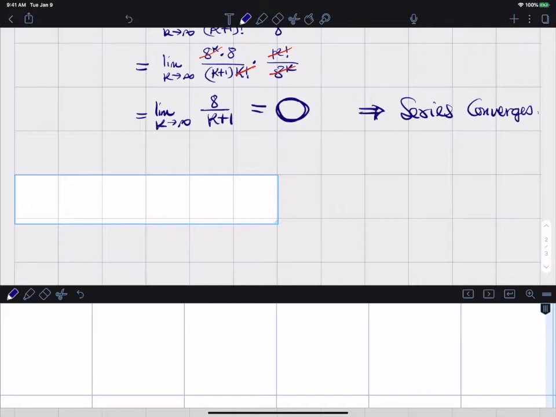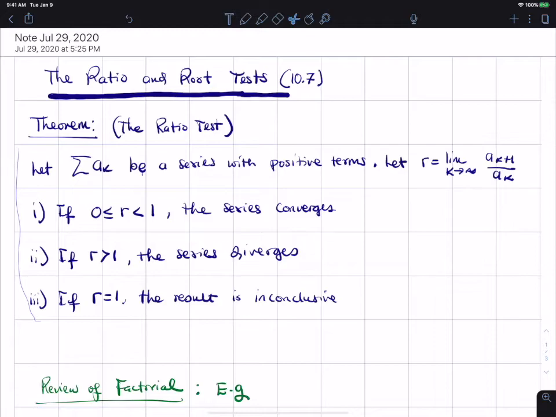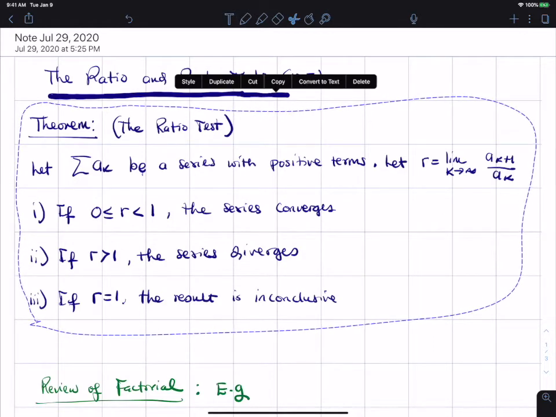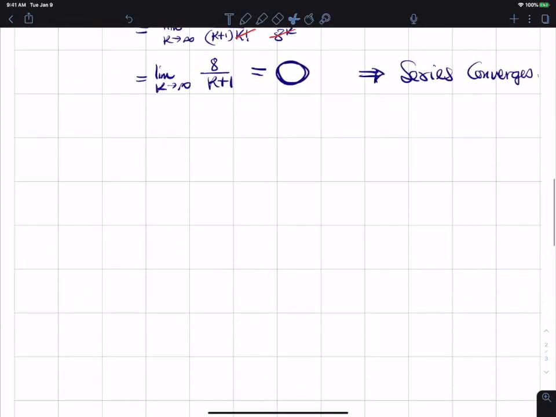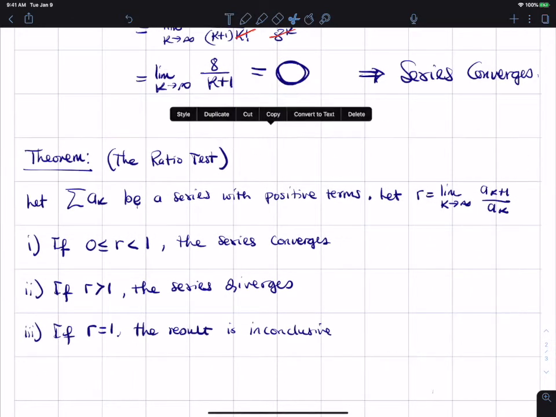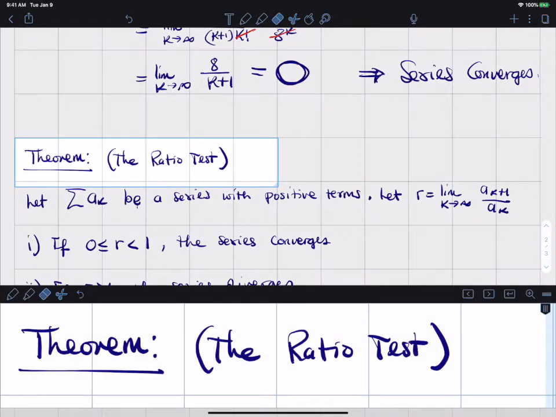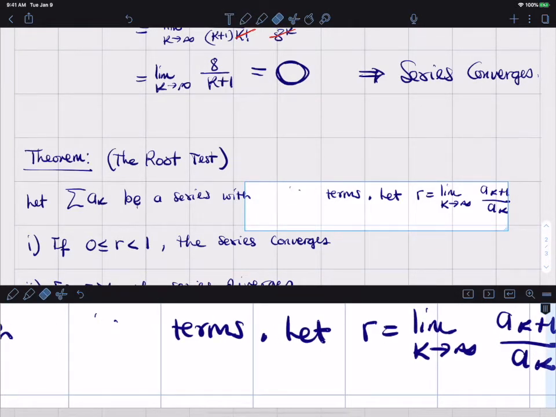Let's state another theorem. We're going to state the root test. The root test is very similar to the ratio test. Okay, so I'll paste it here. I'm going to change a few things. So this is the root test. We're going to say, instead of positive terms, we're going to say non-negative terms.